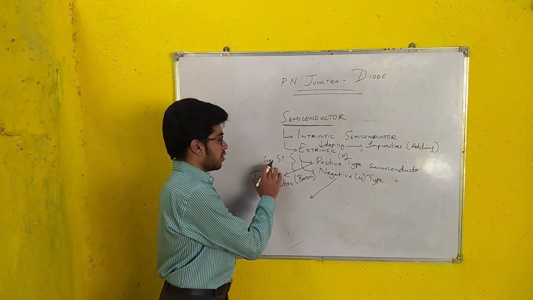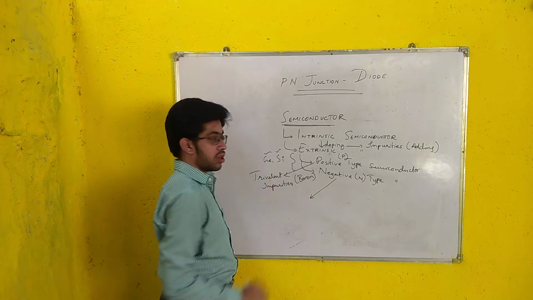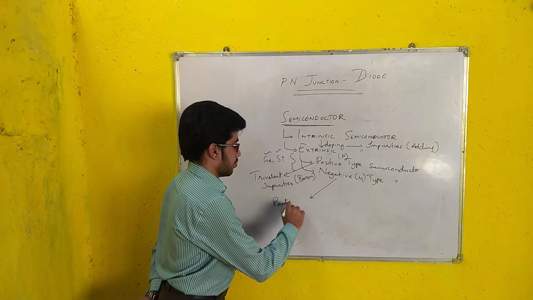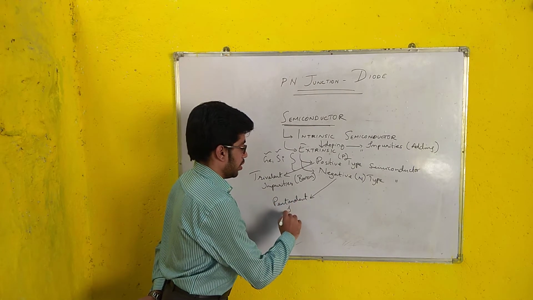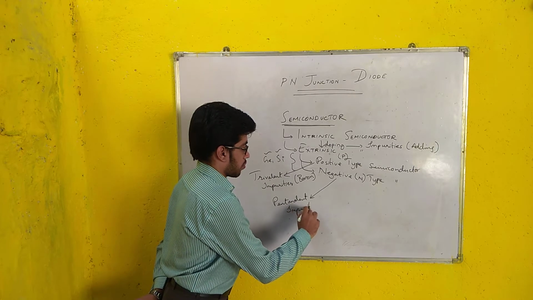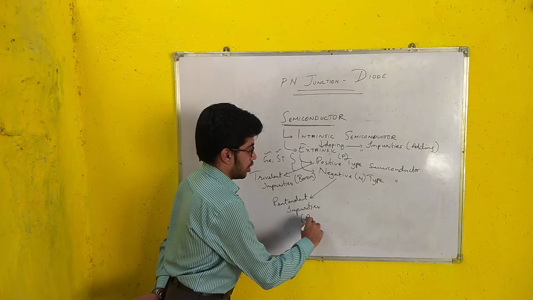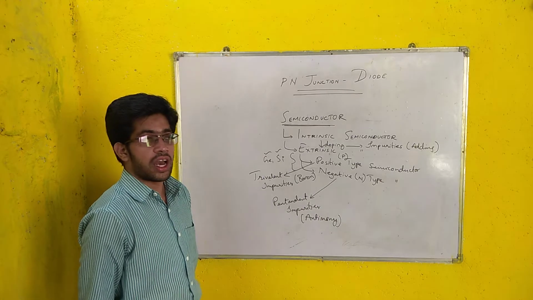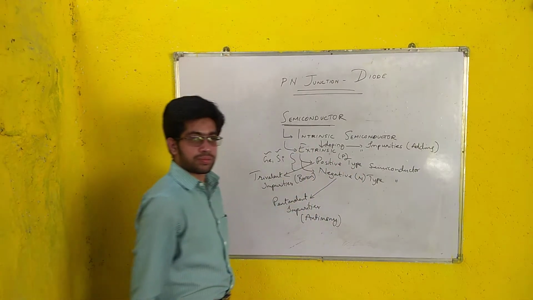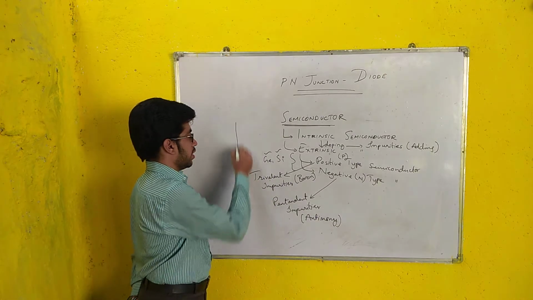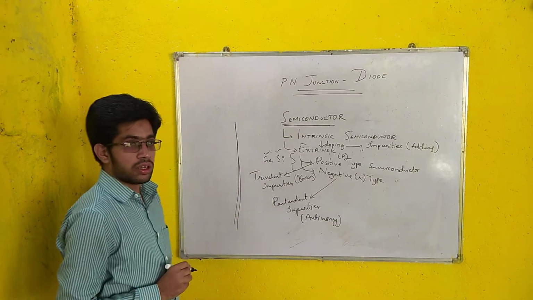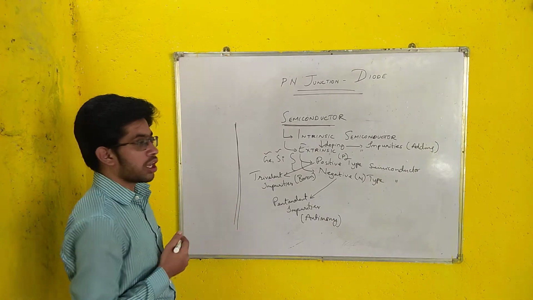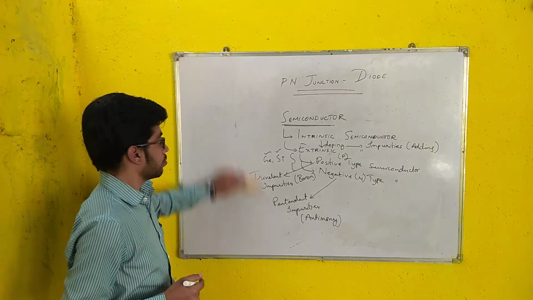Similarly, when a semiconductor such as germanium or silicon is doped with pentavalent impurities such as antimony, it is referred to as an N-type semiconductor. So this was some basics of semiconductors. From this topic, we can now come to our PN junction. I will elaborate on how we come to the PN junction.